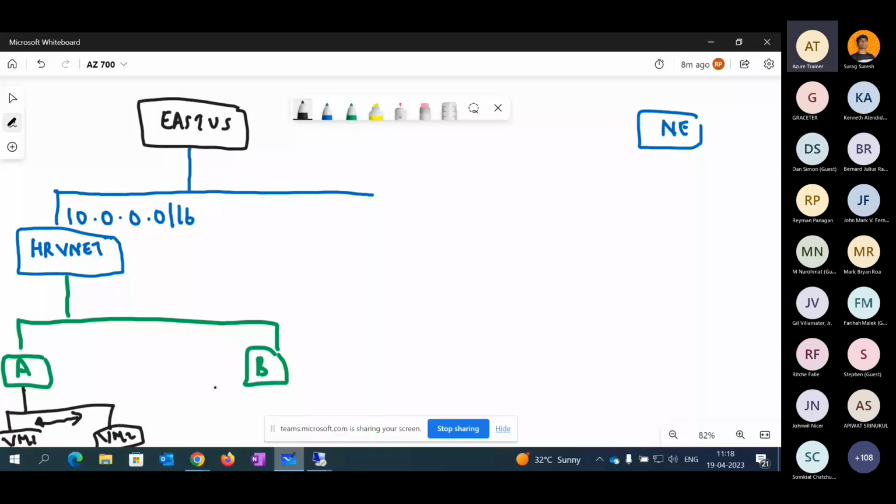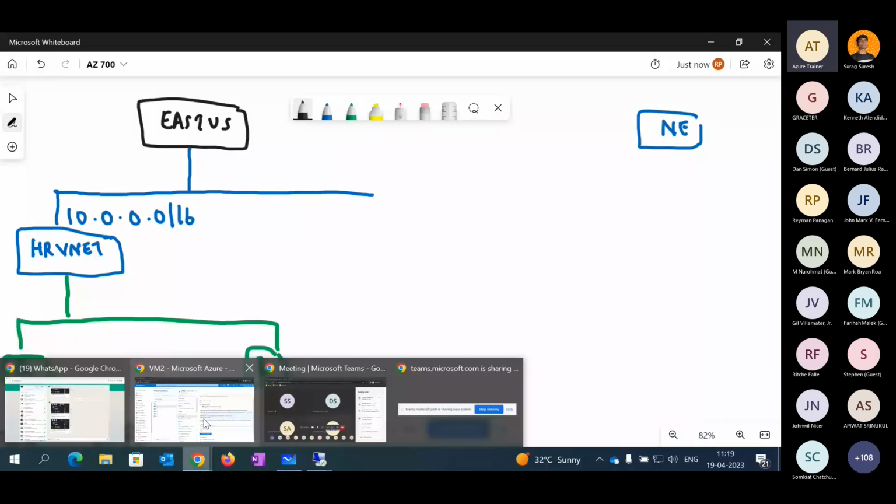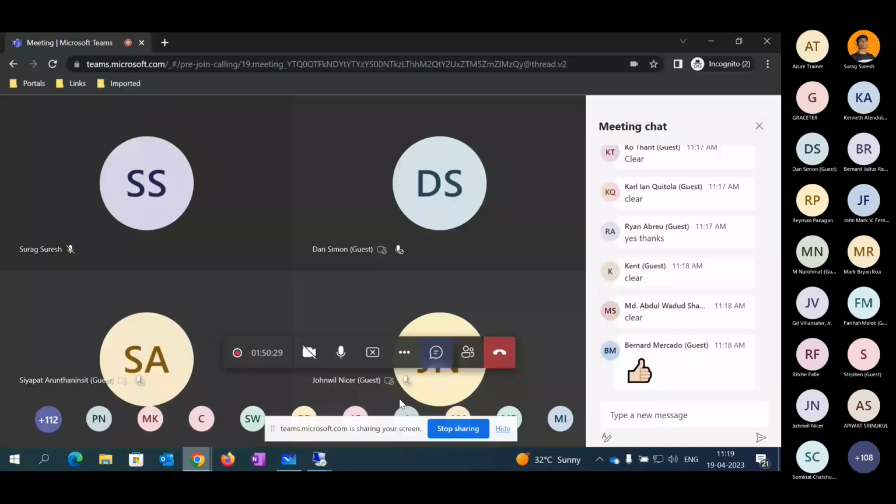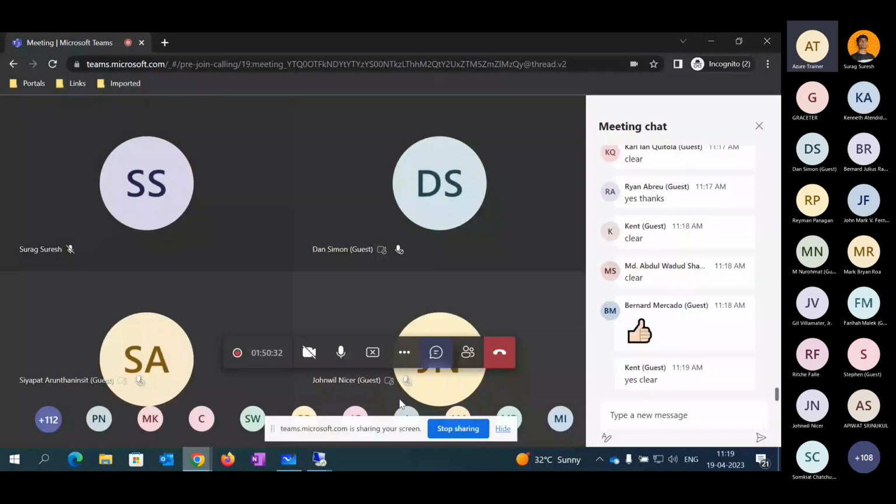What I'm trying to say here is if you place any device or resource under the same subnet, for example a VM or another VM, a storage account or a database, by default they will communicate with each other. Is this point clear to everyone? You don't need to have any routing enabled. By default, any resource placed in the same subnet will communicate with each other. Clear?